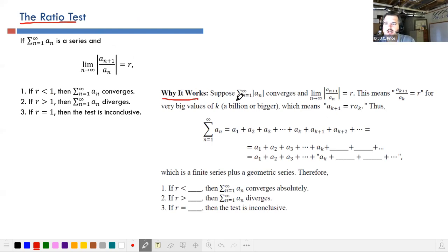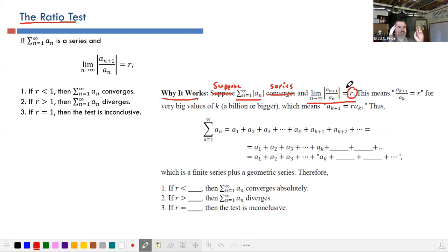Ooh, I think there's a typo here, so I'm going to have to fix that. That is not what I want. Suppose we have a series, the sum from n equals 1 to infinity of a sub n. And we have this limit as n goes to infinity of the ratio of the two terms, a sub n plus 1 over a sub n, equal to r. So what does this mean?